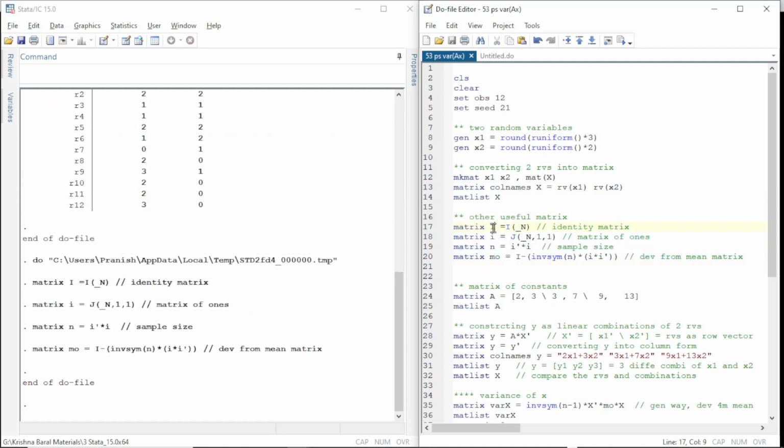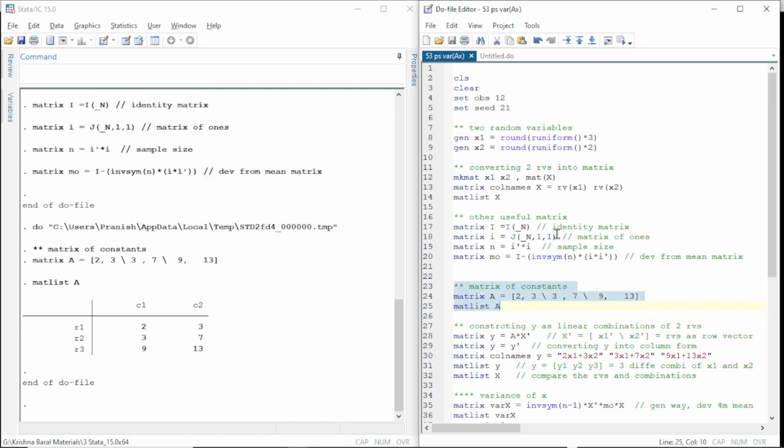Let us create other useful matrices and vectors. Here capital I is the identity matrix, and small i is the column vector of ones, n is our sample size, and M0 is the deviation from mean matrix, which is equal to I minus i i transpose divided by i transpose i. We are considering only three sets of linear combinations. The first set scales the variable x1 by 2 and x2 by 3. The second set scales x1 by 3 and x2 by 7. The third set scales x1 by 9 and x2 by 13. So matrix A contains the scales of variables x1 and x2.